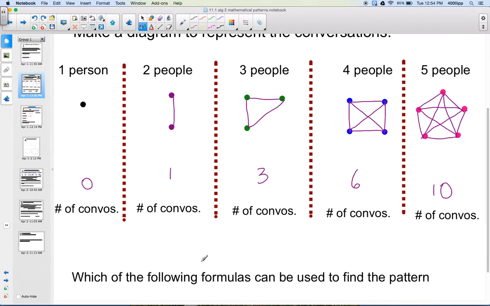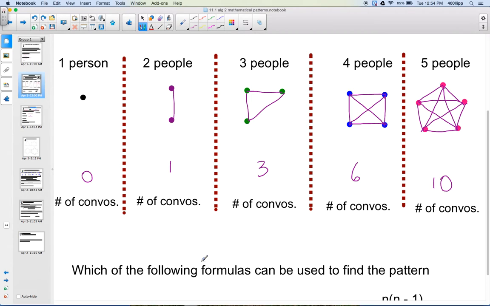So if we look here, we can look to see if there's a pattern forming. Looking at what we're adding, to get from 0 to 1, we're adding 1. To get from 1 to 3, we're adding 2. To get from 3 to 6, we add 3. To get from 6 to 10, we add 4. So we're adding 1, then 2, then 3, then 4. If there's 6 people, then we can continue this pattern by adding 5 to this next one, which should give us 15 conversations.